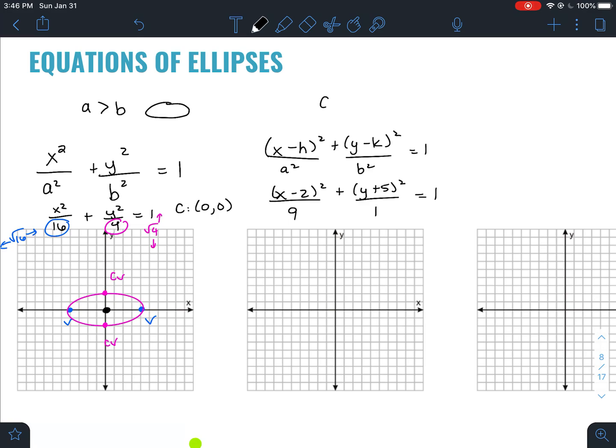So the center for this ellipse, backwards thinking, will be at the point 2, negative 5. So 2 over and then 5 down: 1, 2, 3, 4, 5. So that would be the center for this ellipse.